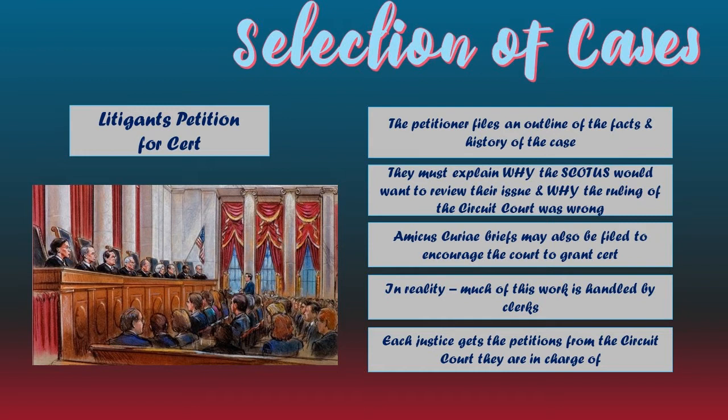It's not just the litigants that are going to get involved here, but we'll also maybe see amicus curiae briefs. So amicus curiae briefs are going to be filed that will encourage the Supreme Court to grant the writ of certiorari. Now, in reality, a lot of this is handled by the staff. So these people, we call them clerks. They clerk for the justices. So they read all this stuff. If they find something that they think is particularly interesting, they give it to the justice. And each justice, we talked about the circuit courts, each justice is responsible for a circuit court. And so each justice is going to get all of the petitions from that circuit that they are in charge of.